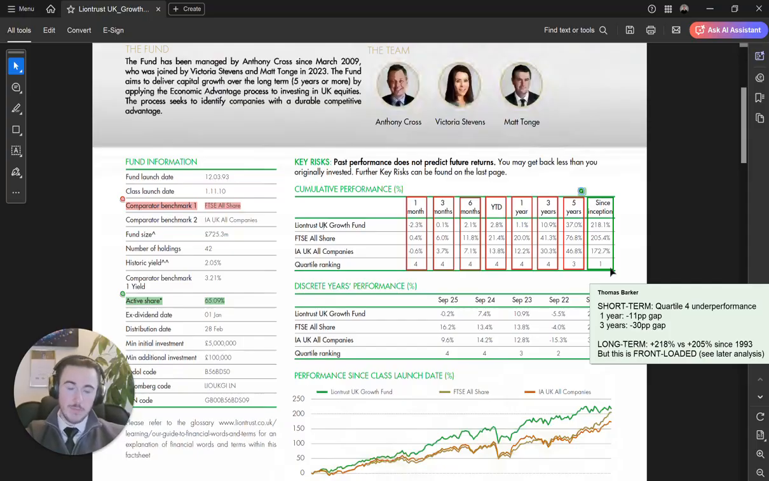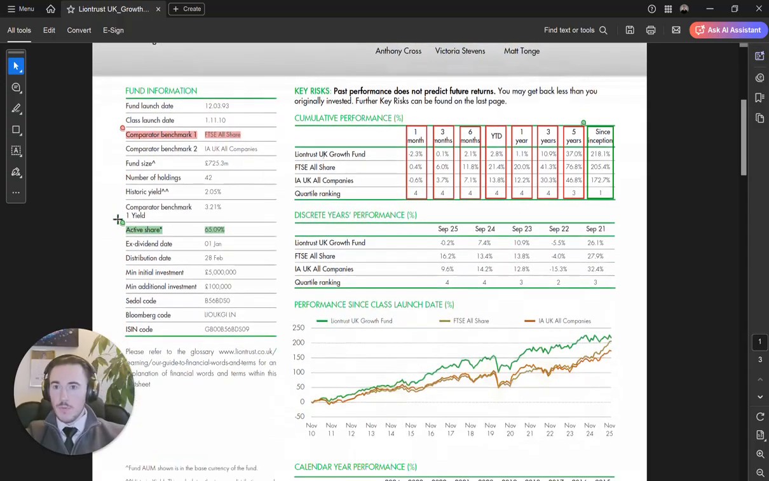As we can see, I put a comment here, short-term quartile 4 underperformance. 1 year, we've got a minus 11 percentage point gap, over 3 years, a minus 30 percentage point gap, so chunky is what I'd say. Long term plus 218% versus plus 205% since 1993, but this is front loaded is what I would say, as we'll find when we go over to the fund analyzer.